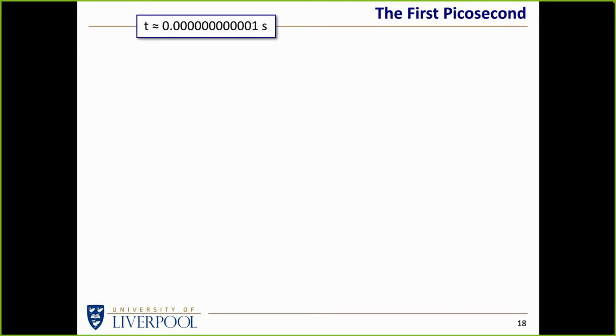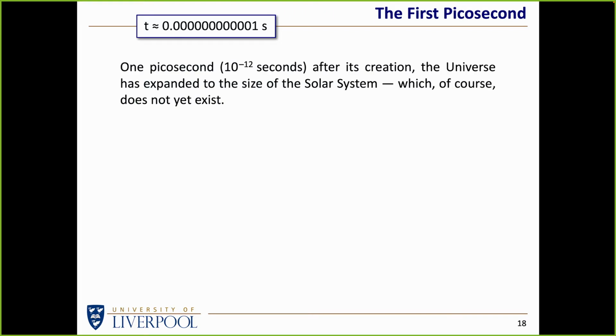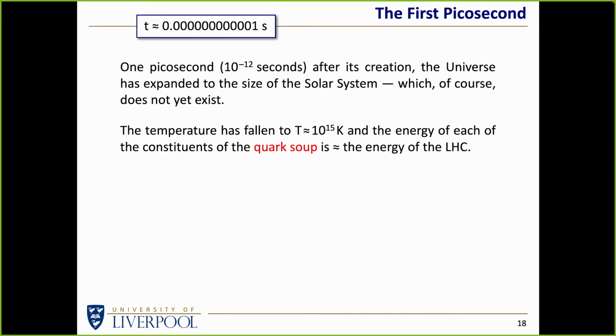So let's move forward to 1 picosecond. Up till this point, it's been conjecture, it's been hypothesis. But from 1 picosecond onwards, we think all of this is established as close as fact as we can get. 1 picosecond after creation, the universe has expanded to be about the size of the solar system. Yes, the solar system doesn't yet exist, but you get an idea that the expansion has been very rapid. In a tiny fraction of a second, the universe has expanded so that its size is now many, many light hours in size. So clearly it's expanded much faster than the speed of light.